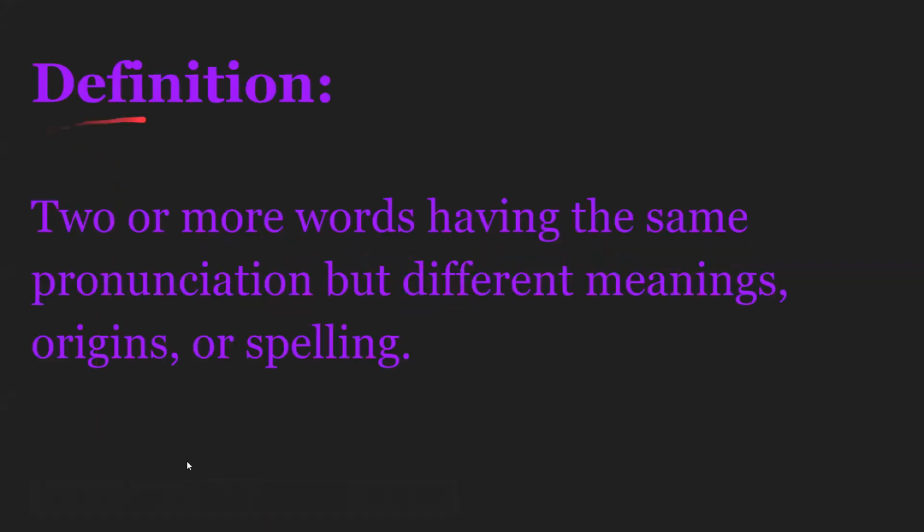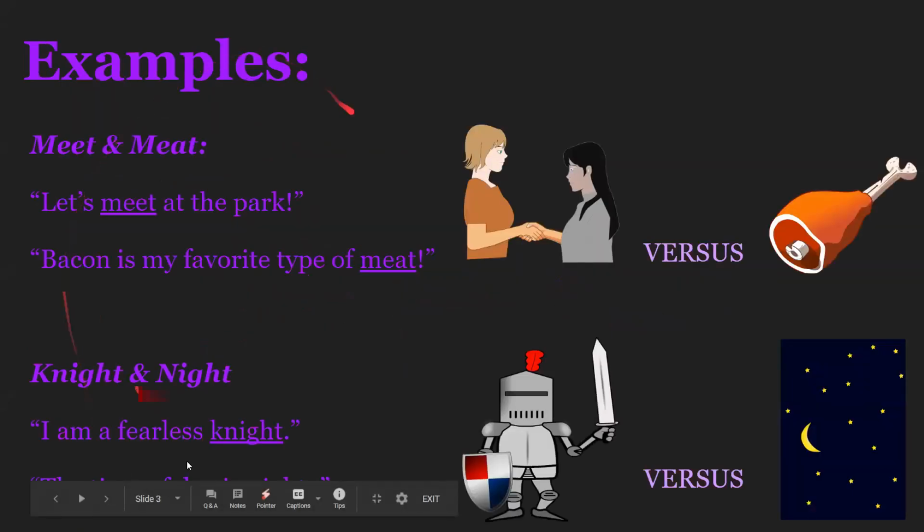So this is the definition of a homophone. Two or more words having the same pronunciation but different meanings, origins, or spelling. So here are some examples to help you better understand what homophones are.